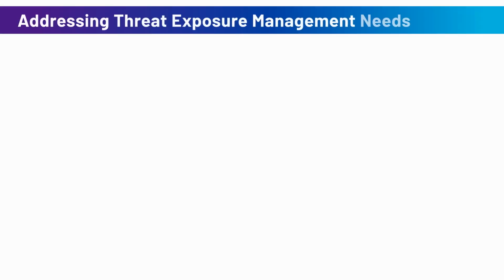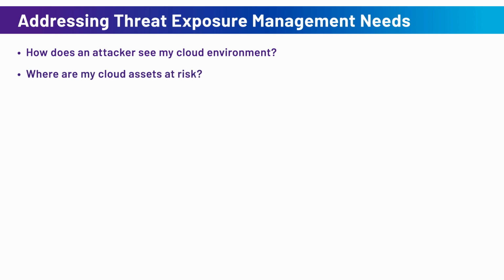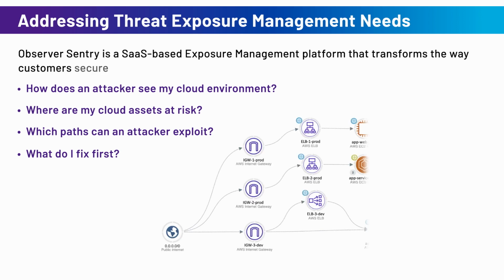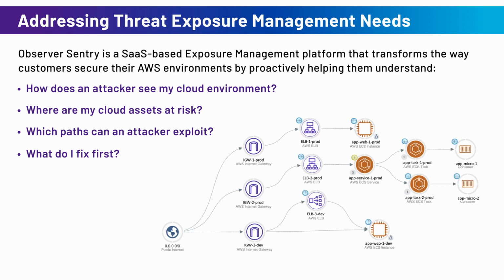Would you like to visualize how an attacker sees your cloud environment and which paths they can exploit? Would it be helpful if your team had a clear picture of where your cloud assets are at risk and a prioritized list of which issues to remediate? Viavi's Observer Sentry is a SaaS-based service that transforms the way you see and secure your AWS environment.